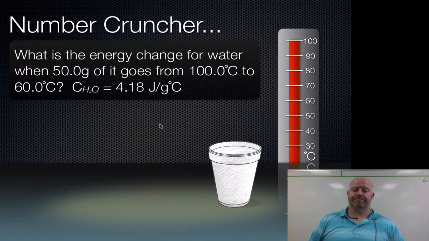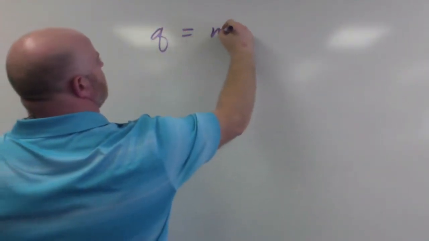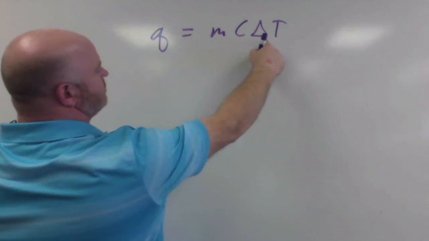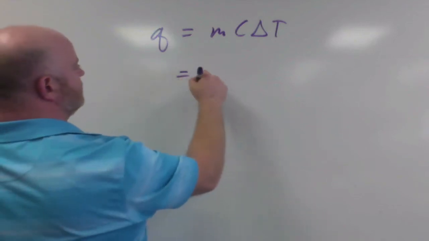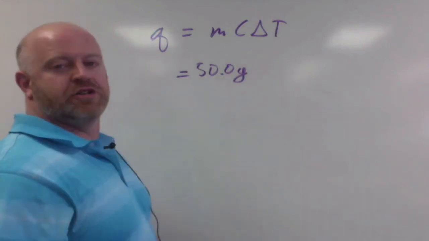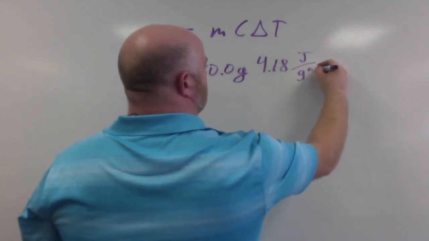So let's go through a little practice problem. What is the energy change for water when 50 grams of it goes from 100 degrees Celsius to 60 degrees Celsius? Okay, so if we set this thing up, we know that our energy change is mass times specific heat capacity times our change in temperature. And we want to know what the energy change is, so we're actually solving for Q. So in this case, the mass that we have is 50 grams. Our specific heat capacity for water is 4.18 joules per gram times degrees Celsius.